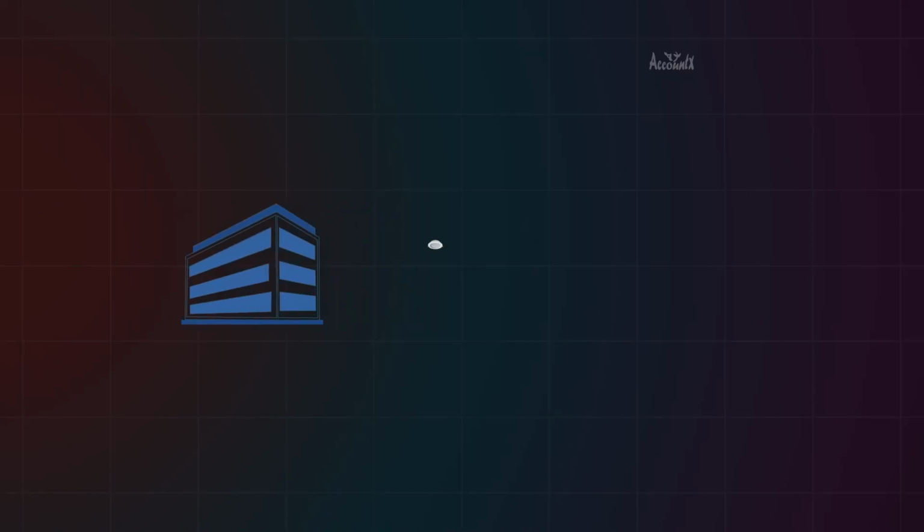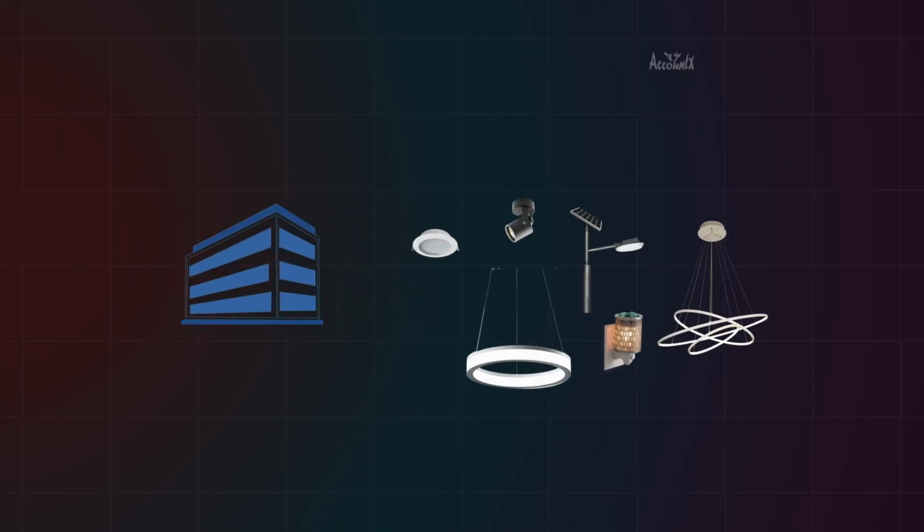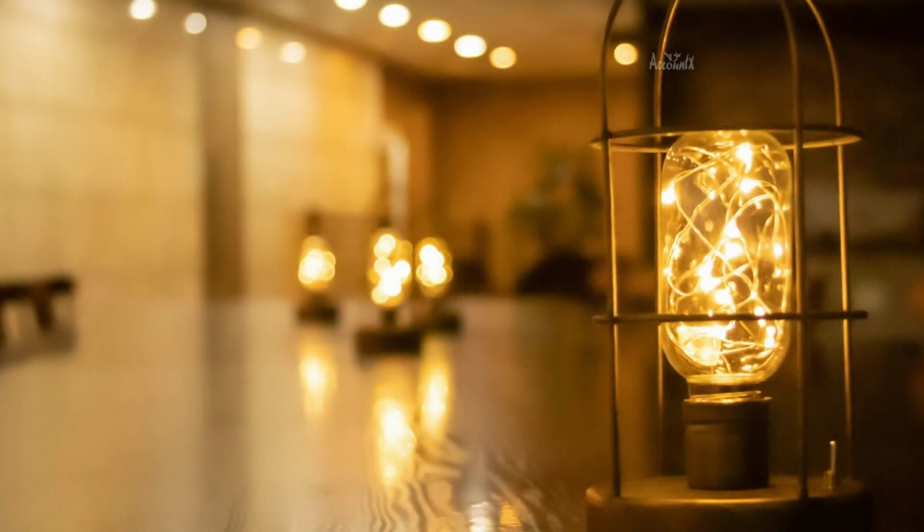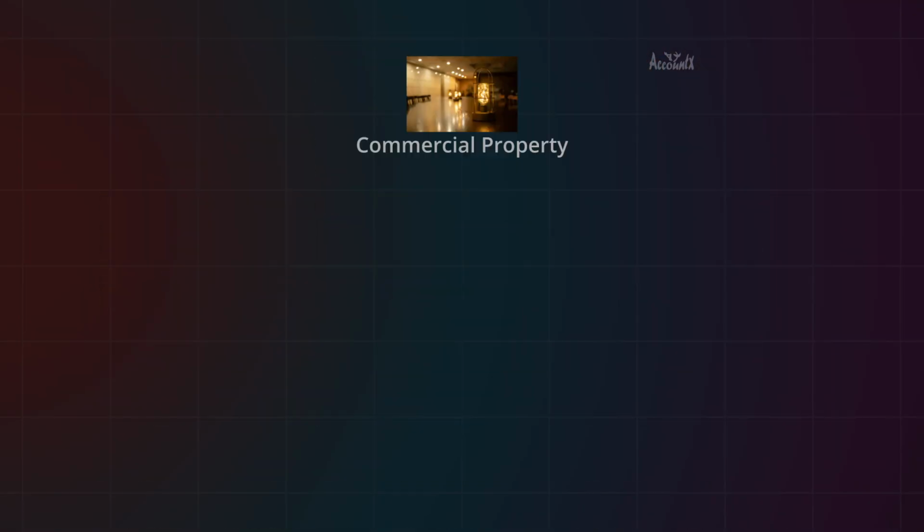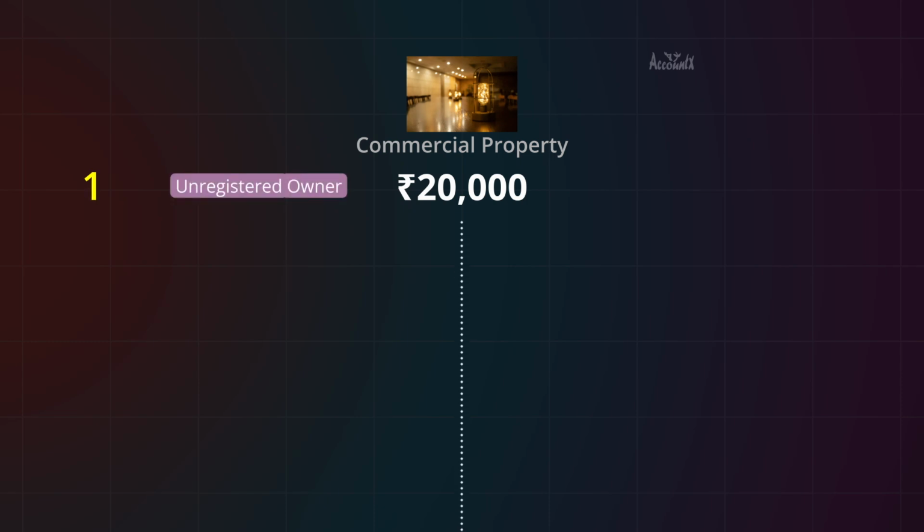To have a better understanding of this, let's consider a scenario. Let's say you are into the business of trading in goods, say light fixtures. So you run your business from a rented place. Let's call this the commercial property. Agreed rent is 20k per month. Here we have two situations. Situation 1, unregistered property owner. Situation 2, registered property owner.